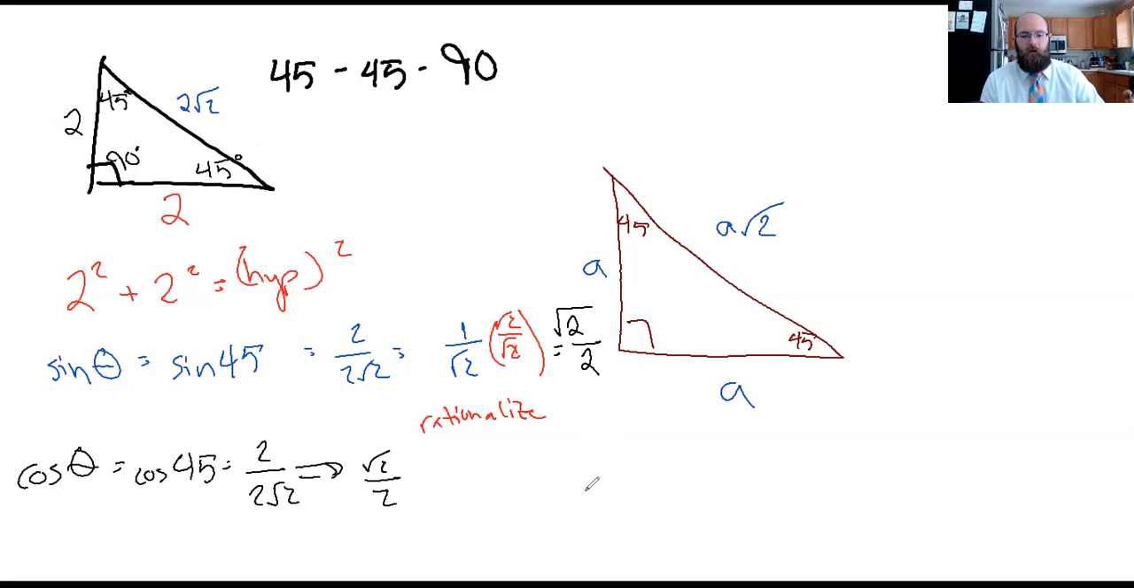And tangent, I'm going to do tangent over here. Tangent of 45 is a little bit different, right? It's TOA, opposite over adjacent. So that's a 2 over a 2, which simplifies to 1. I know, it's magical. Makes me feel nice too. All right. That is a 45, 45, 90 triangle. I'm going to save this page and let's clear it all away.